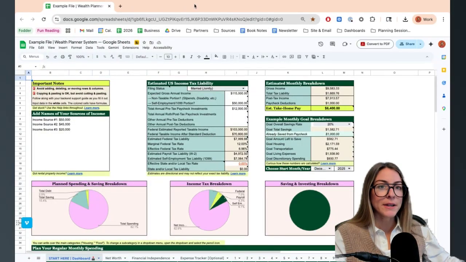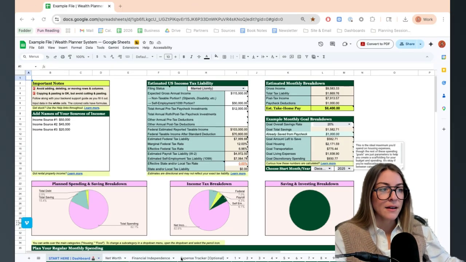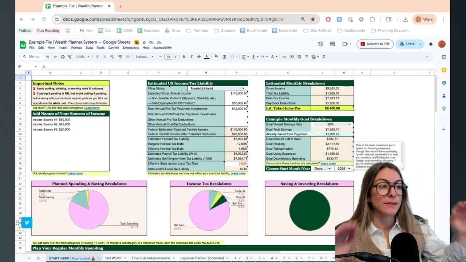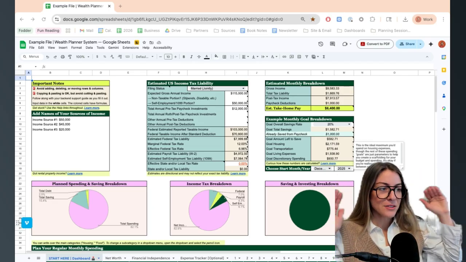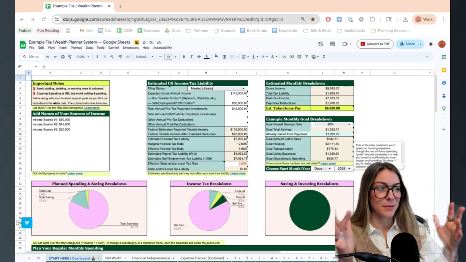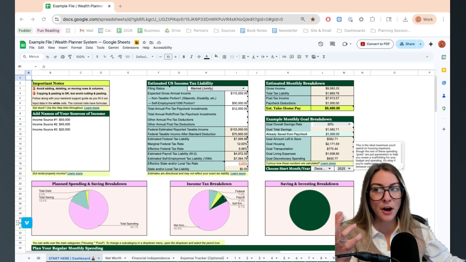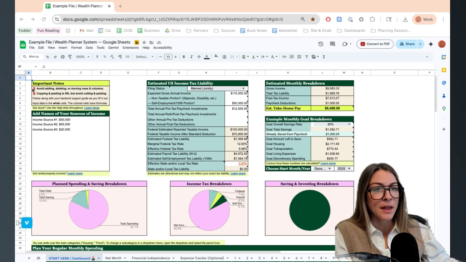Okie dokie, we switch over to our example wealth planner. Okay, so this is the tool. Basically, the dashboard tab that you're looking at here is the brains of the operation. So anything that I'm talking about here is data that you should think about as, okay, these are my basic inputs that I want to know if I'm going to build myself a plan.